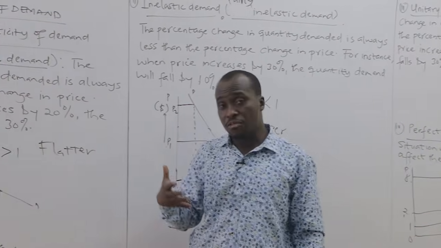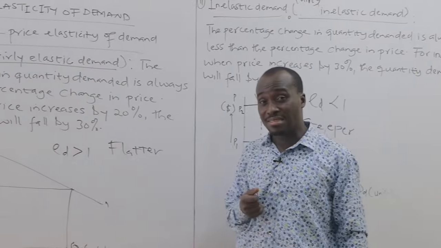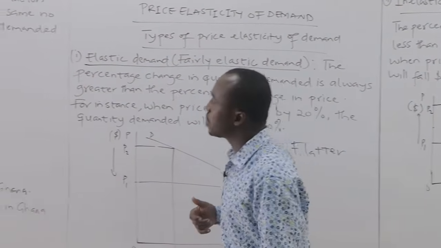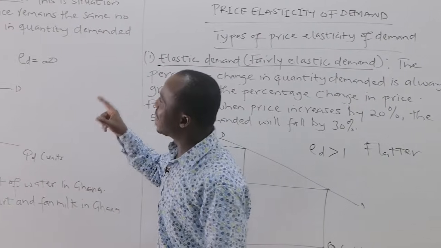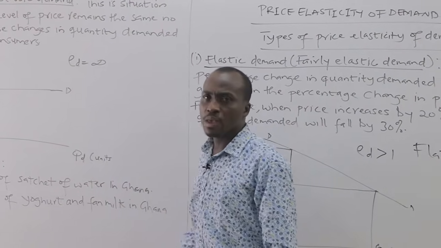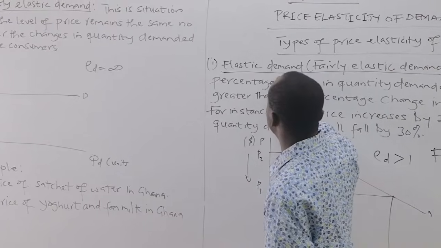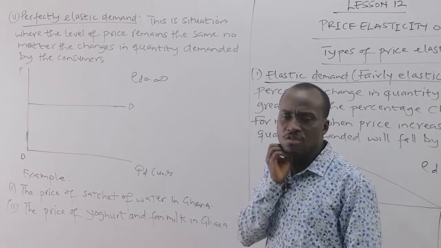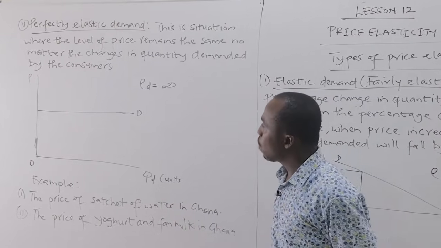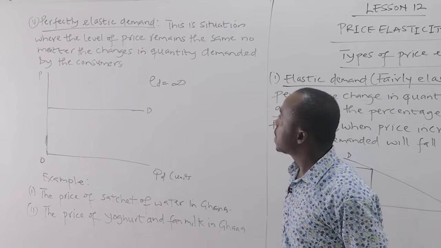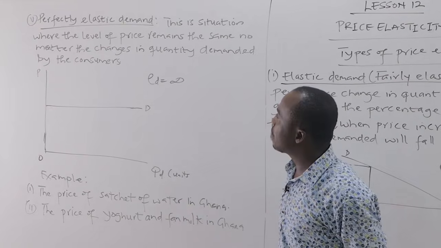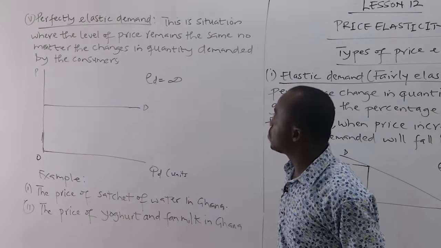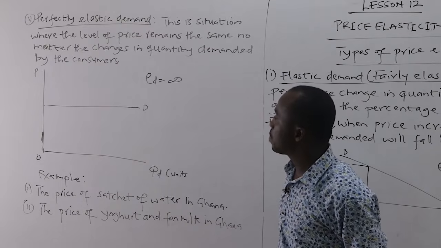Let's look at the fifth type of elasticity, then we go on with our lecture. The fifth one talks about perfectly elastic demand. Here we have elastic demand or fairly elastic demand, and we have perfectly elastic demand. Don't confuse the two. What is perfectly elastic demand? It is a situation where the level of price remains the same no matter the change in quantity demanded by consumers.